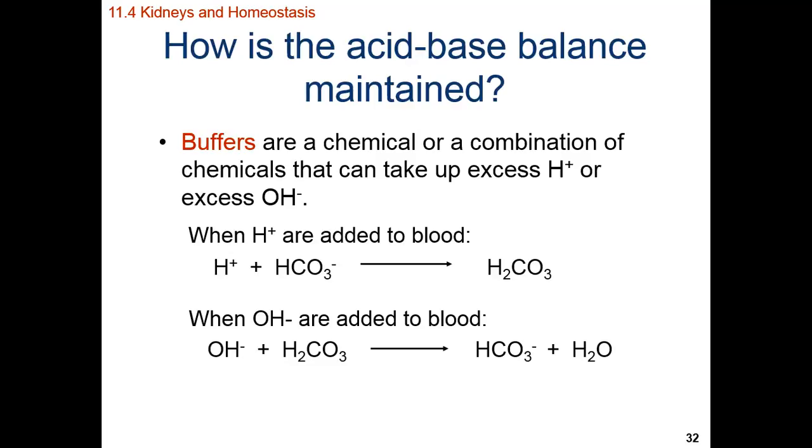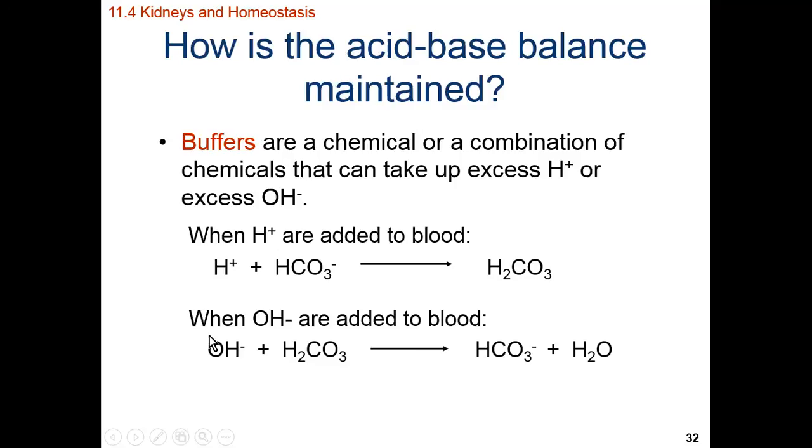How can our kidneys maintain an acid-base balance? Well, we are typically going to do that through buffering in our bodies. A buffer is any chemical that resists a change in pH. So these chemicals can process extra hydrogen ions, or they can process extra hydroxide ions. If extra hydrogen ions are added to the blood, the bicarbonate ions in the blood will bind to those extra hydrogen ions and turn into carbonic acid, this chemical compound.